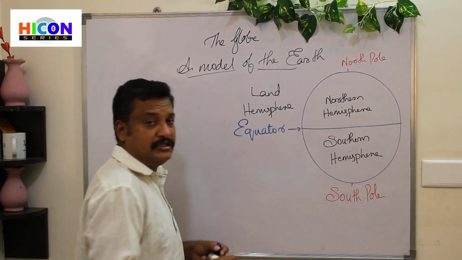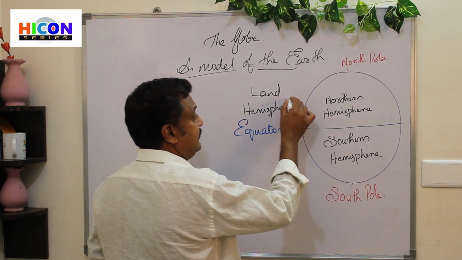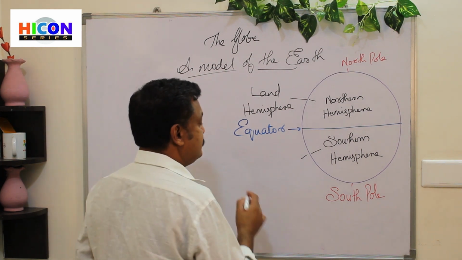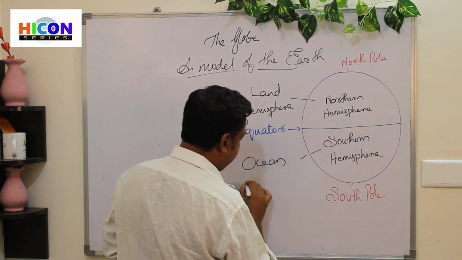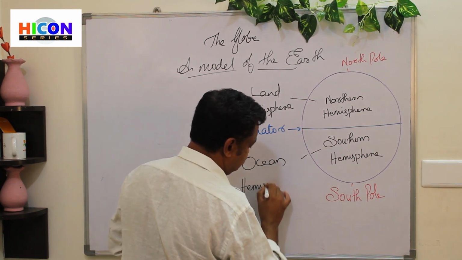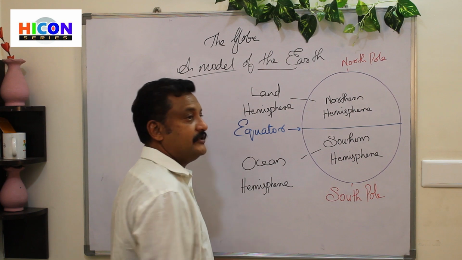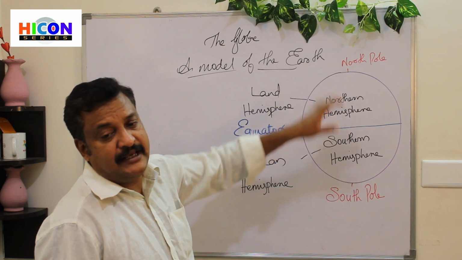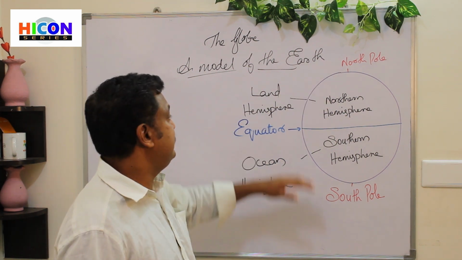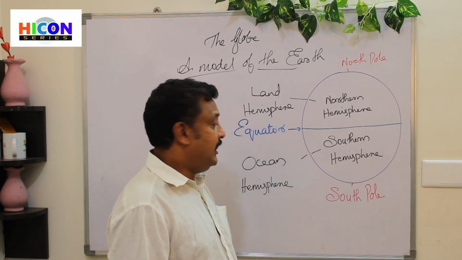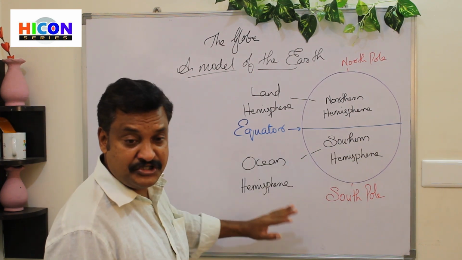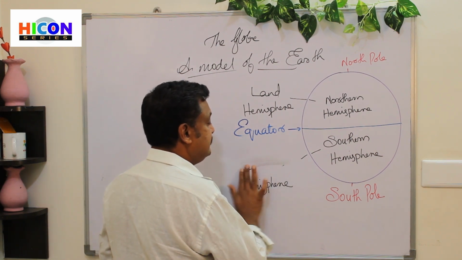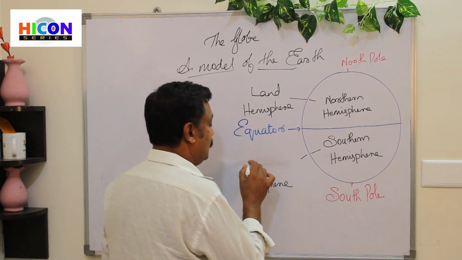It is also called the land hemisphere, and this part, the southern hemisphere, is more of oceans. So that is also known as the ocean hemisphere. Right? So northern hemisphere has most of the continents of the earth, and that is why it is called the land hemisphere. And southern hemisphere has most of the oceans of the world, and that is why it is known as the water hemisphere.